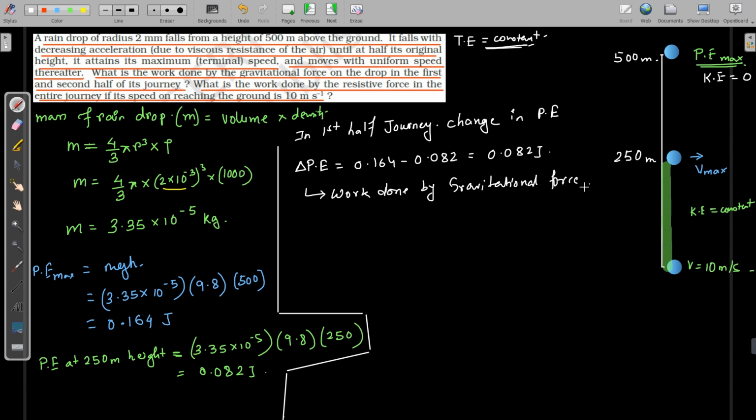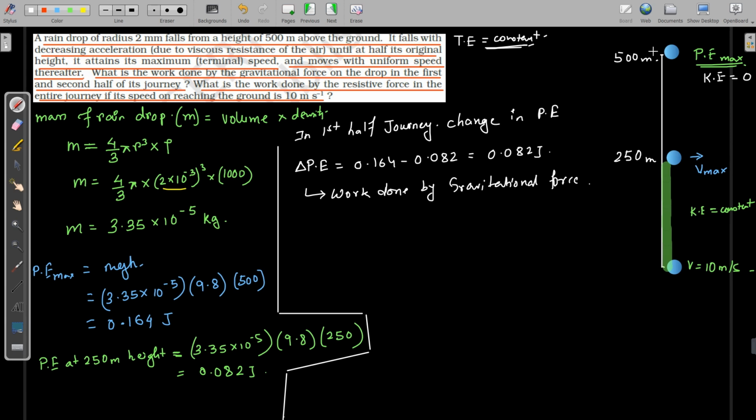Now we are coming to the next part. What is the work done by the resistive force in the entire journey? Just see, in this entire journey, the total energy remains constant. The total energy is remaining constant, right?